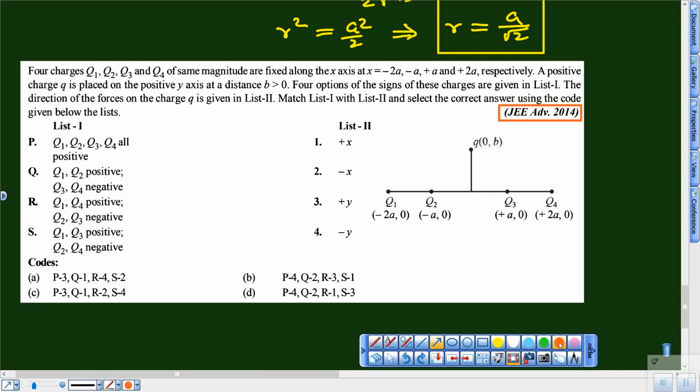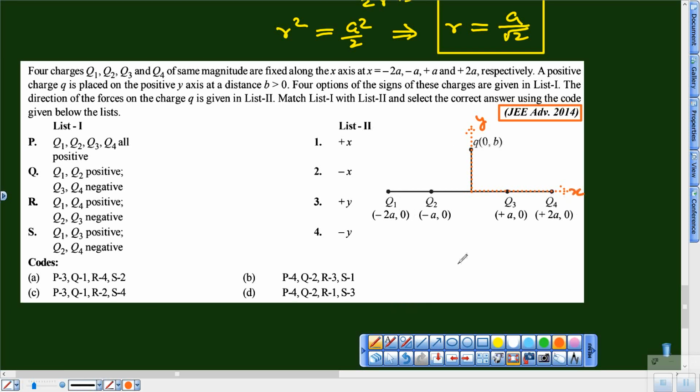So this is the x-axis, this is the y-axis, positive x and y-axis. So this is what it is, maybe x-axis and y-axis. Now they're asking that there are 4 charges q1, q2, q3, q4.